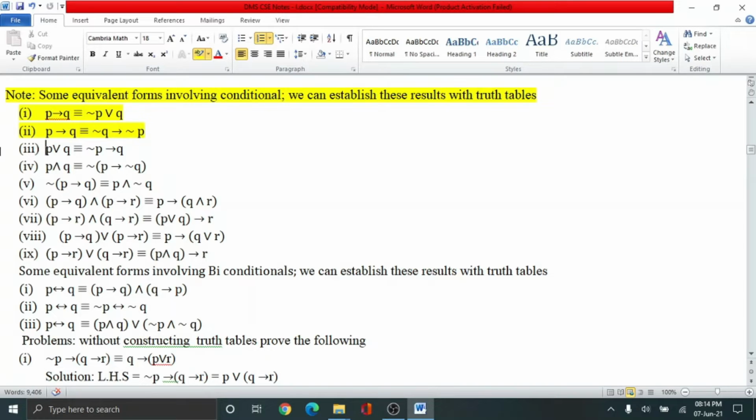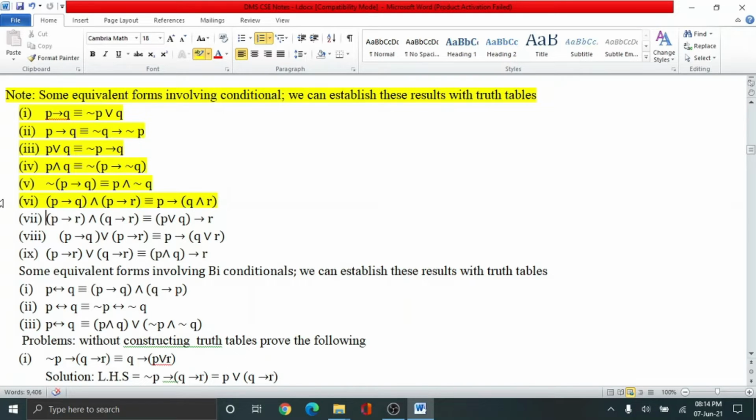And this negation Q implies negation P is also known as the contrapositive of the implication P implies Q. The third one is P or Q can also be taken as negation P implies Q. And similarly, the conjunction of P and Q can also be taken as a negation of P implies negation Q. And then the next one is negation of P implies Q can be equivalent to P conjunction negation Q.